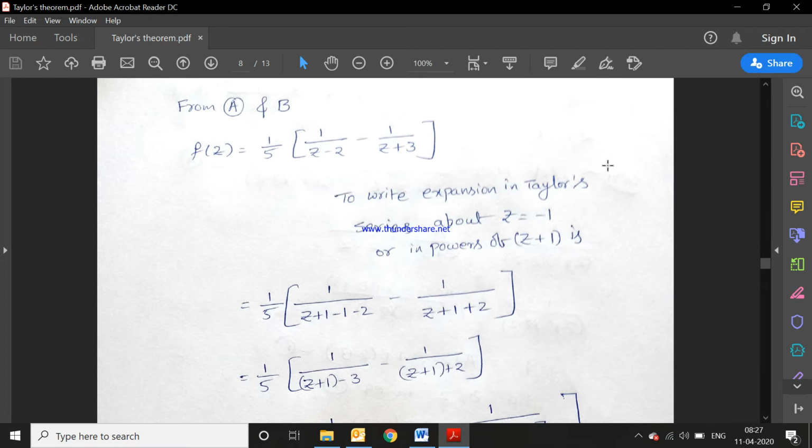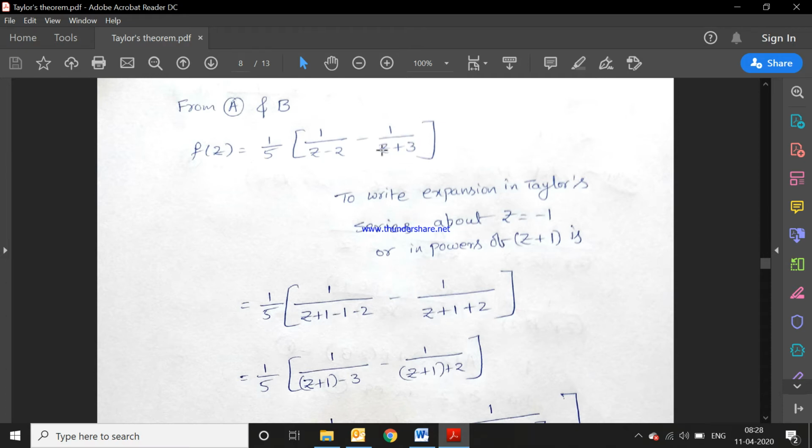To write the expansion in Taylor series about z equal to -1, or in powers of z plus 1. So how to write the Taylor series from these two terms? Here we have a possibility to write z as z plus 1. How to write it? You can add plus 1 and -1 to the denominator. So here z plus 1 minus 1, already -2 is there.